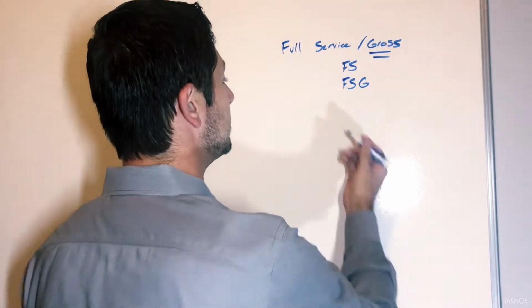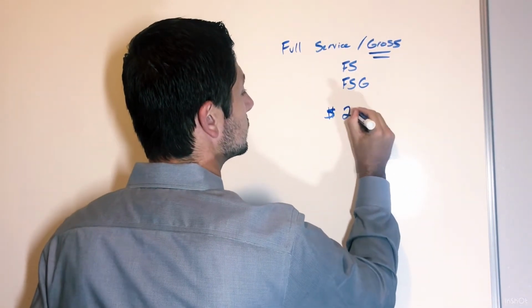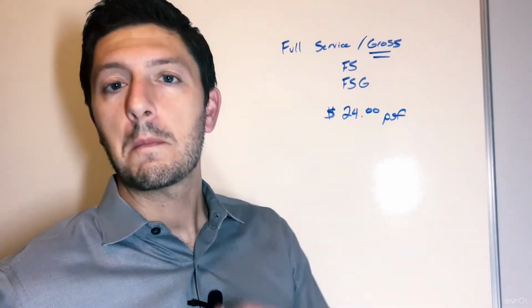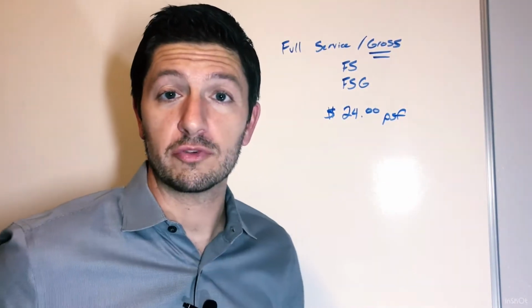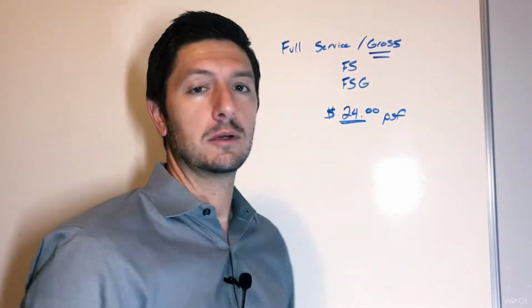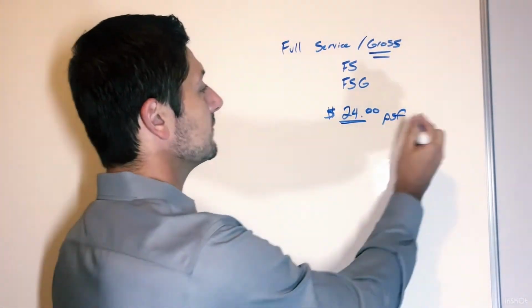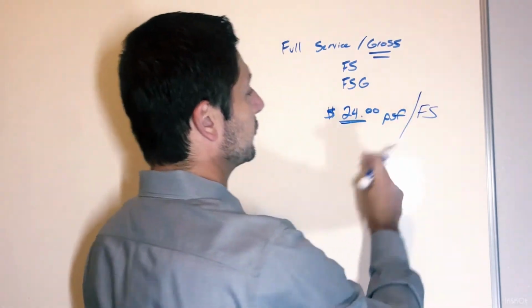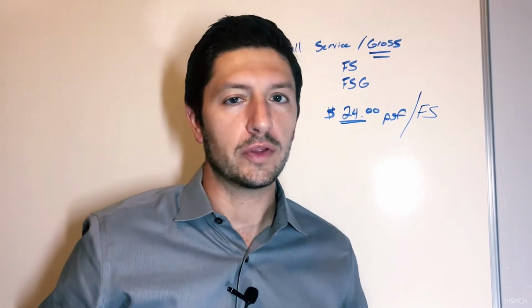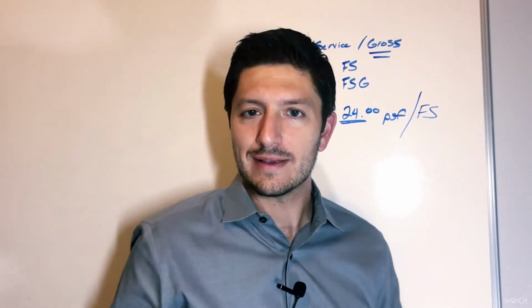And so that might be $24 per square foot, for instance. And so if you're seeing $24 per square foot, then what you know is that is an annual number per square foot. And if it says FS after it, or gross, FSG, then you know that's an all-in number. Well, all-in what? What comprises this number?